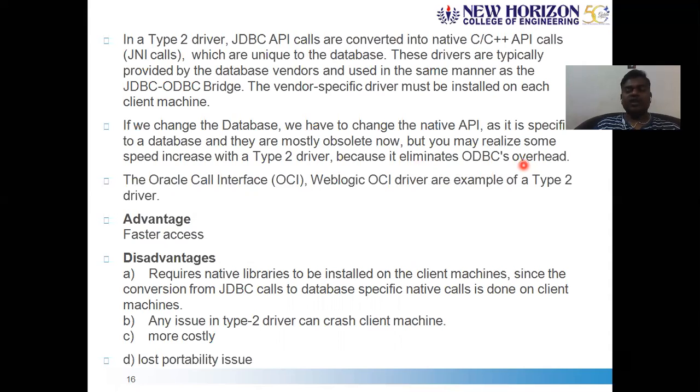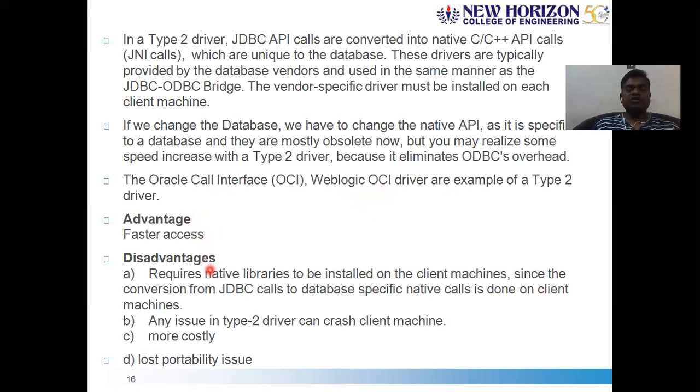And this driver has evolved, and that's why, as the second phase of driver development, we call it a type 2 driver. Oracle Call Interface (OCI) and the WebLogic OCI driver are a couple of examples for the type. For the Oracle database, you have OCI, that is Oracle Call Interface, and for the WebLogic server, you have the WebLogic OCI driver, as samples of native API drivers. The advantage is that it is a bit faster compared to the JDBC-ODBC bridge, that is the type 1 driver.